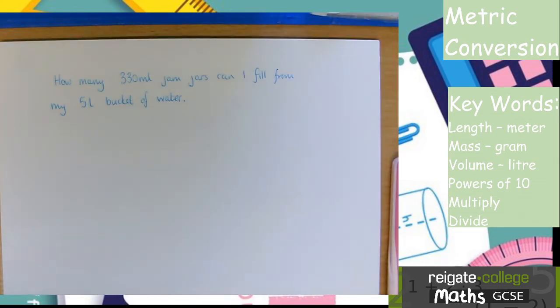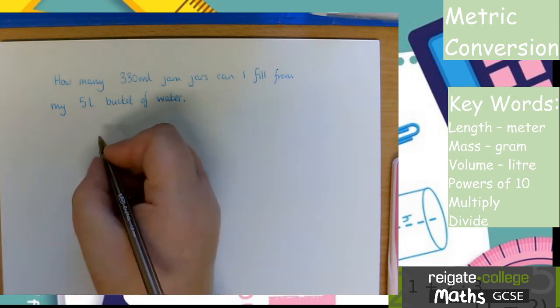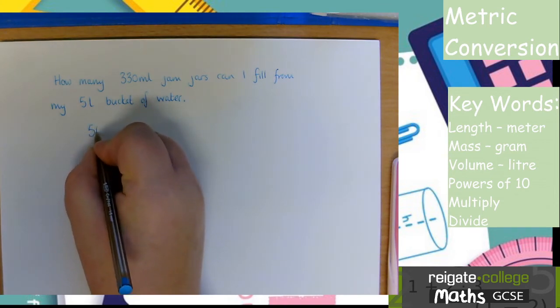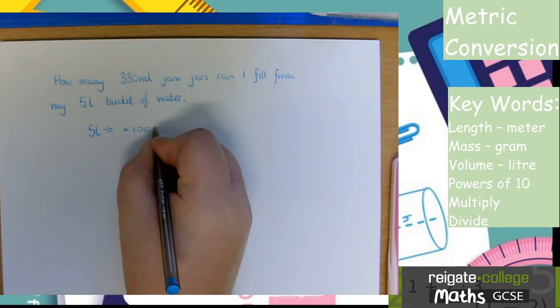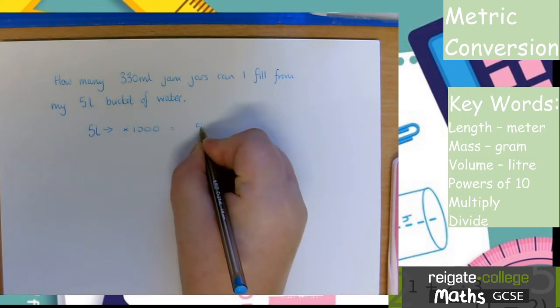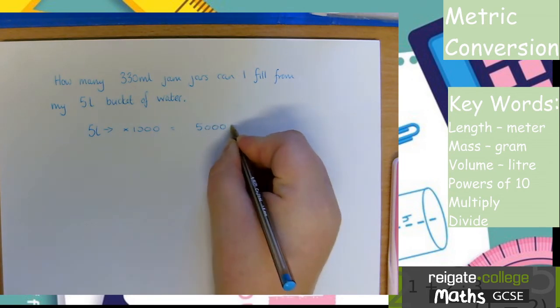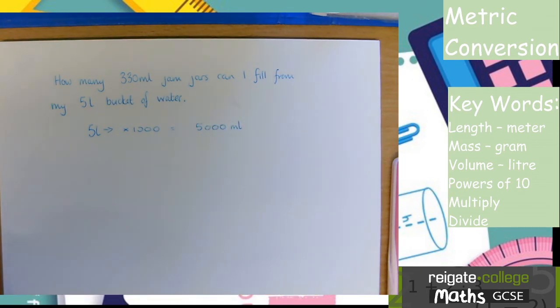This is a typical division type question where, before you do the calculation, the litres of water in the bucket need to be converted to millilitres. So, how many 330 millilitre jam jars can I fill from my 5 litre bucket of water? 5 litres converted to millilitres means I've got to multiply by 1,000, which means I have 5,000 millilitres of water in my bucket.